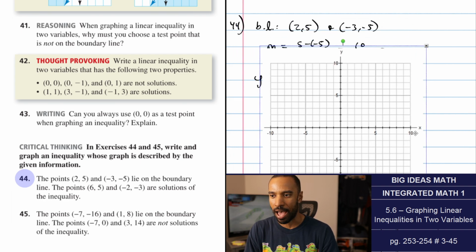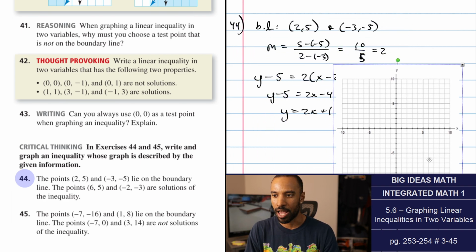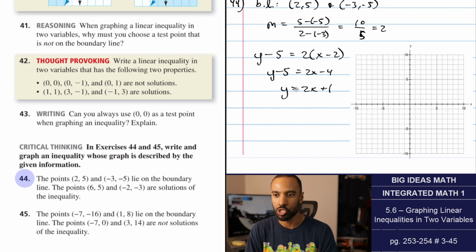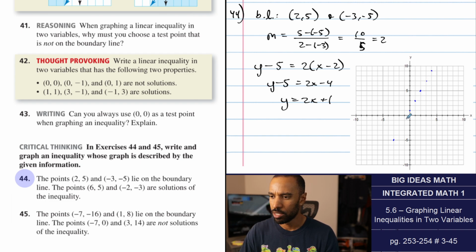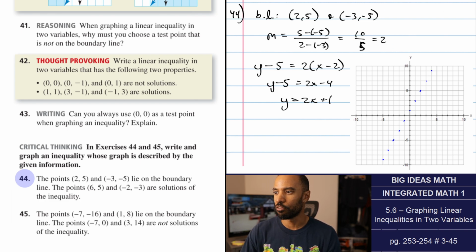Now, when it comes to the graph, I'll draw the boundary line, and then let's see what side the solutions are on so we can decide whether we shade above or below. So 2x plus 1, and that should include the points 2, 5 and -3, -5. And if I do 2x plus 1, it does that. Up 2 over 1, up 2 over 1. Boom, it hits it. And boom, boom, and boom, it hits that one. So it does seem to apply, given that slope and y-intercept. I don't know if I'm required to do the point slope form stuff like that or not.